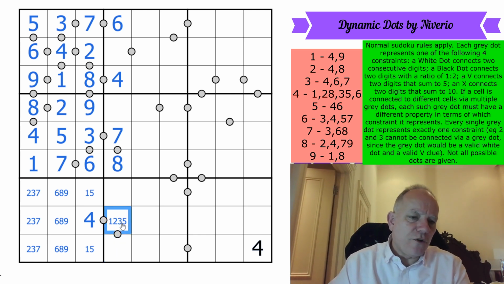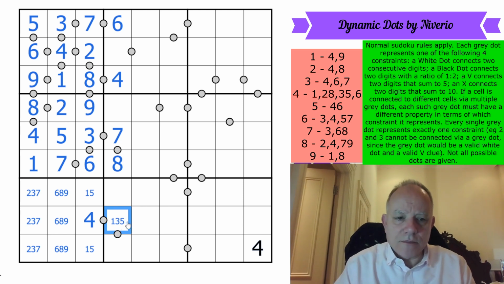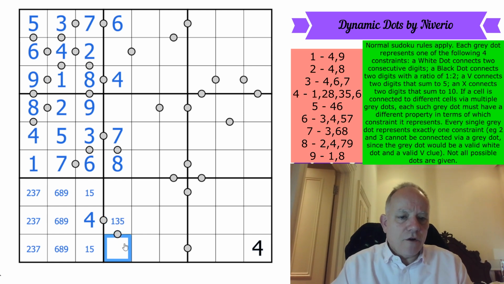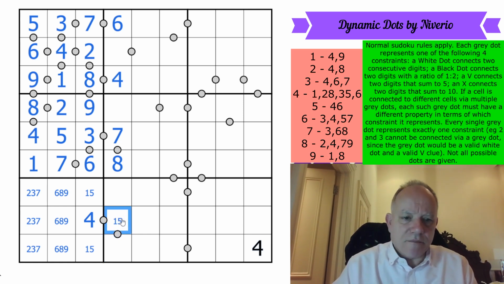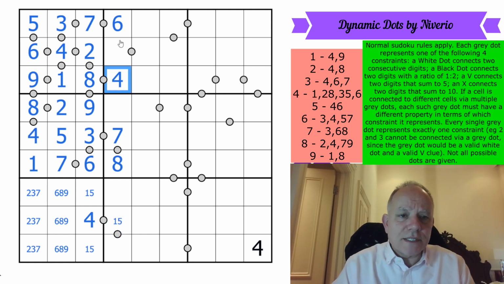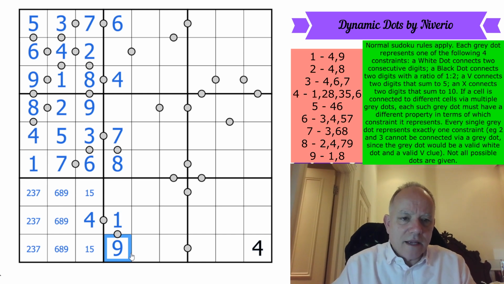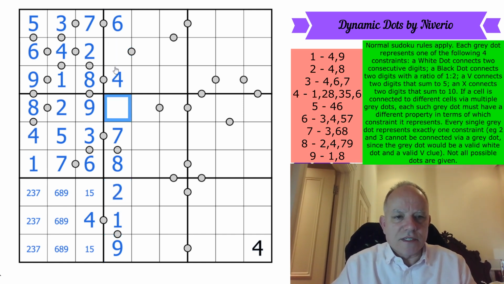If it was a 2, oh, the 2's not possible because you can't put 4 or 8 here. 3, no, you can't put 4 or 6 or 7 below it. 5, no, because you can't put 4 or 6 below it. It is a 1. And this is a 9. My goodness, we're away.